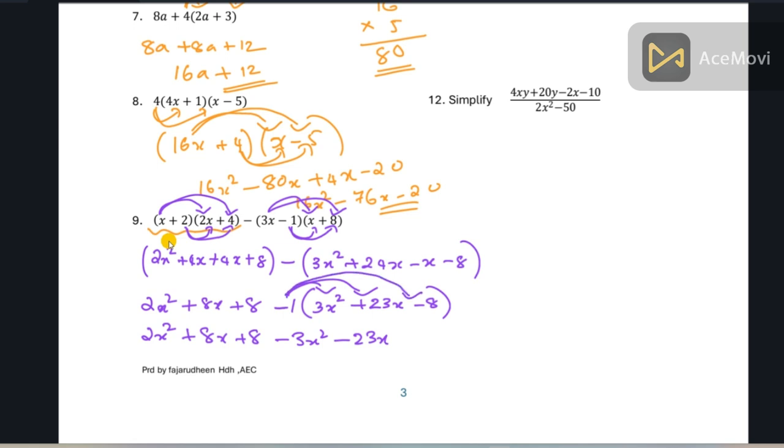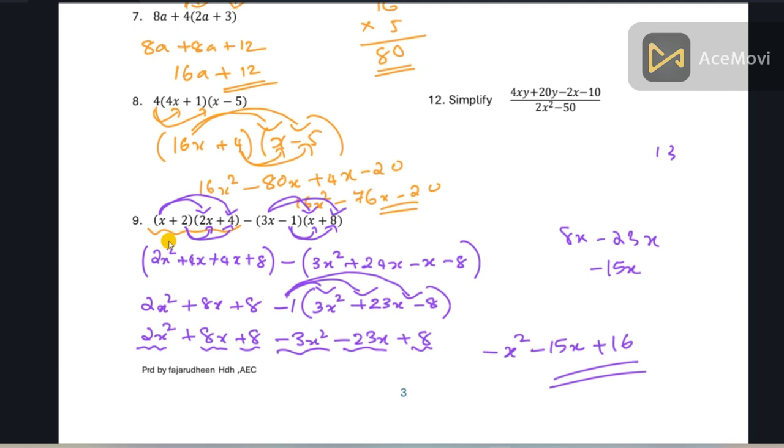Minus 1 times minus 8 is positive 8. Now we can simplify this. 2x square minus 3x square, 2 minus 3 is negative 1, so negative x square. Then 8x minus 23x, that is 15, so it is minus 15x. Then plus 8 plus 8, so it is 16. So this one is the answer. Now you can check. We can meet in the next class. Okay, bye bye.